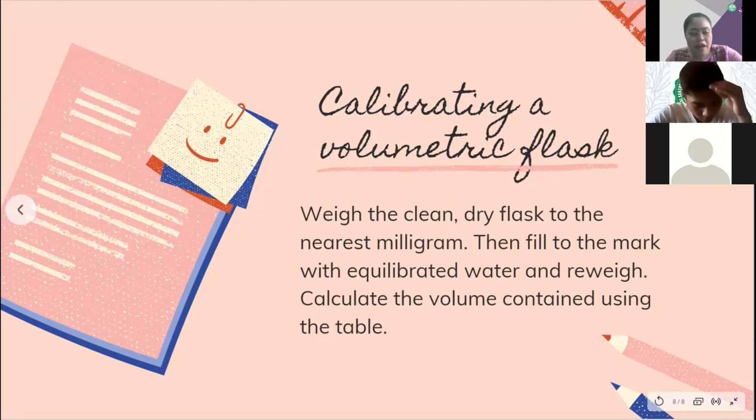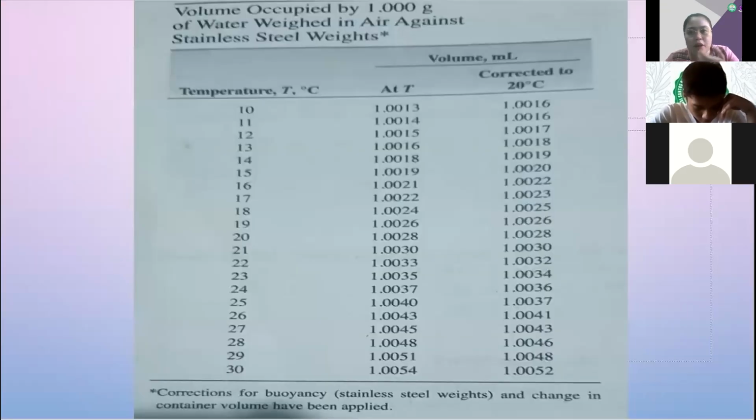That's how we check whether the equipment is properly functioning or not. We measure the volume first, then weigh the liquid. Then using the table, we correct the volume. Because most of our flasks and equipment are calibrated at 20 degrees Celsius.